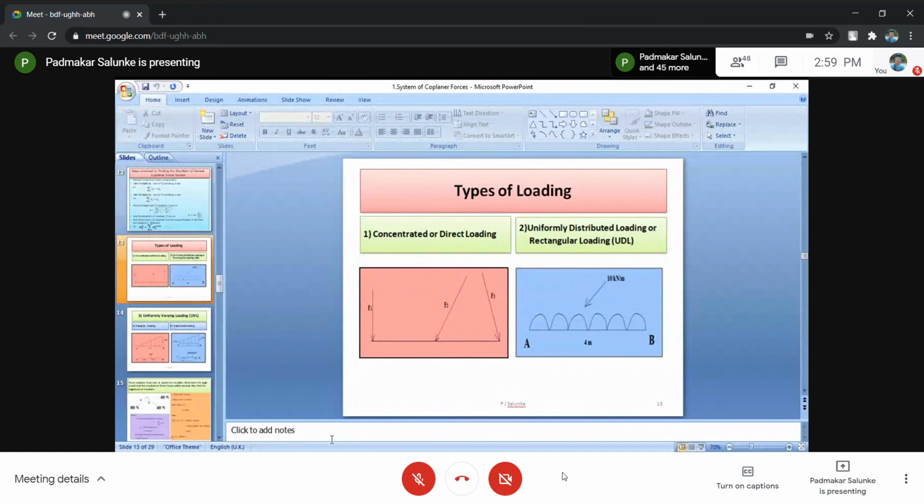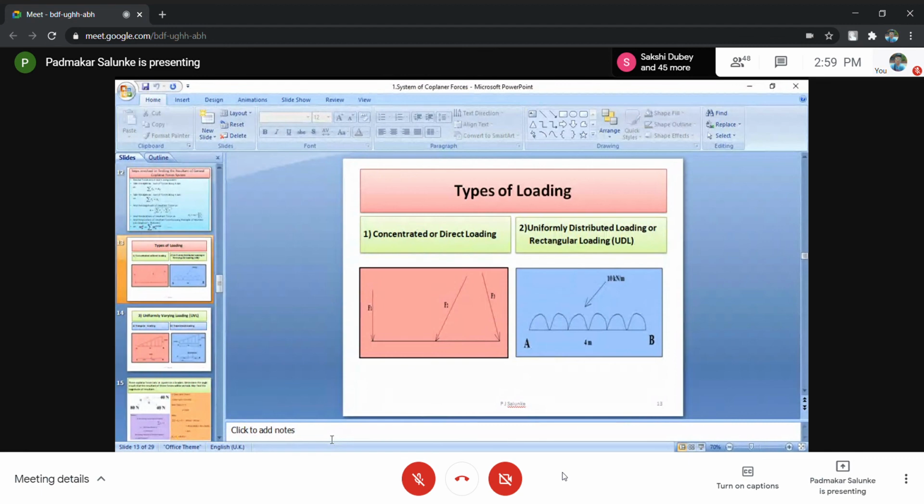In case of uniformly distributed loading, load is uniformly distributed throughout the length, and one example is given here: 10 kilonewton per meter. Because on 1 meter it is 10 kilonewton. Total length is what? 4 meter. So for 1 meter there is 10 kilonewton. But for 4 meter, how much? So 10 multiplied by 4 equals 40. So this is 40 kilonewton. 40 kilonewton is not the real load. It is an equivalent load.